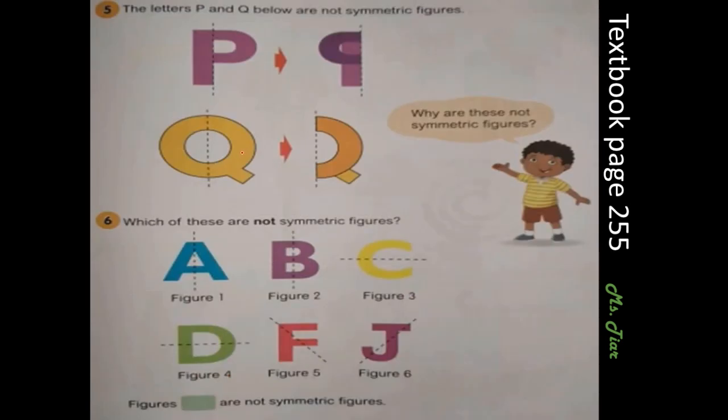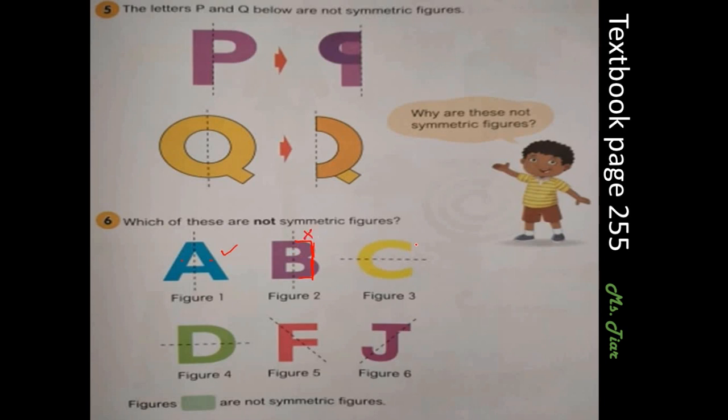Question number 5, the letters P and S below are not symmetric figures. Why? Let's check. If we fold it, it does not fit exactly, right? On question 6, which of these are not symmetric figures? Look at figure A. If we put the line of symmetry here, this half has the same size as the other half. Is this symmetric? Yes. Okay, B, look at this one. If we put it here, the picture will be like this, right? But is it symmetric? No, this is not symmetric.